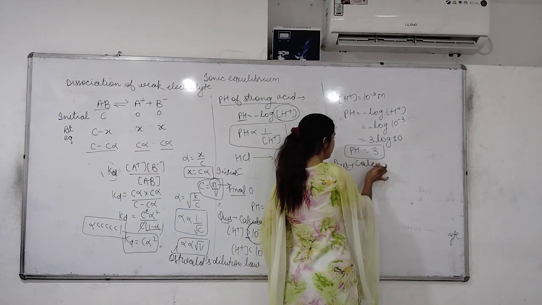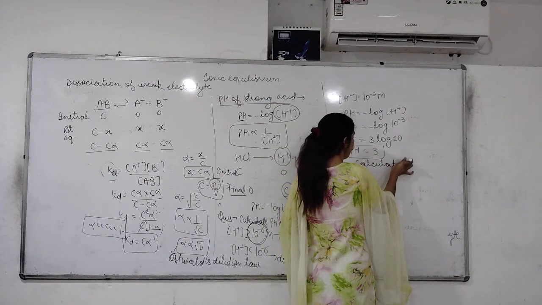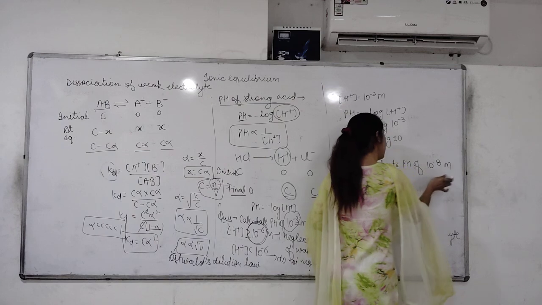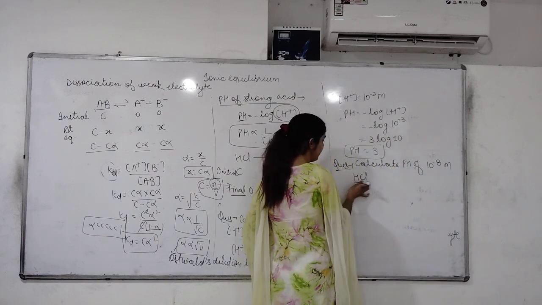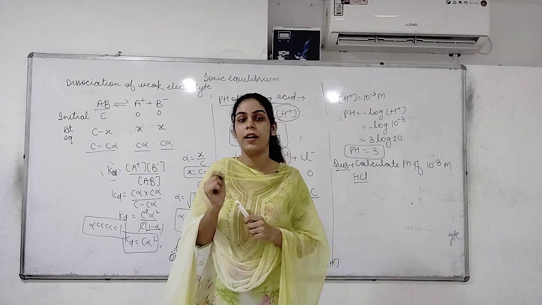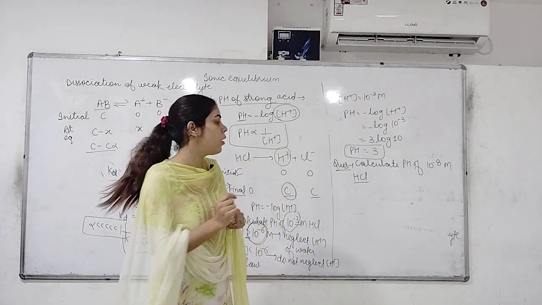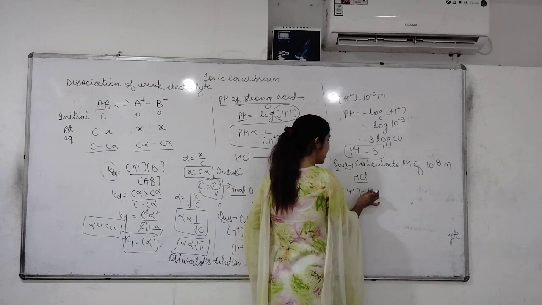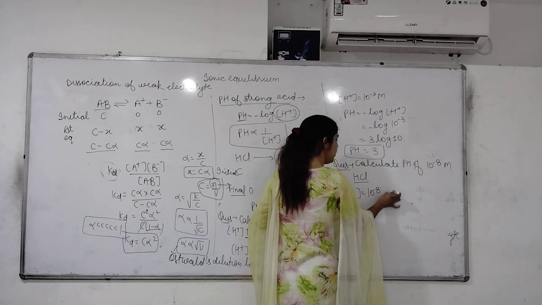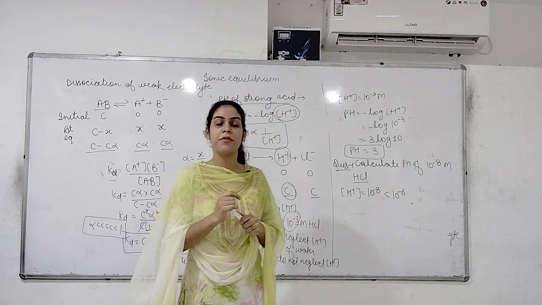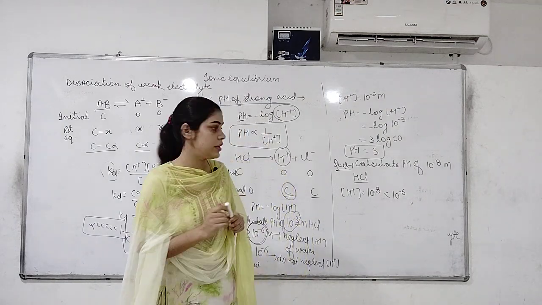Calculate pH of 10 raised to power minus 8 molar HCl. Here, I have to take the H positive ion present in water because the concentration of H positive ion present in HCl is 10 raised to power minus 8, which is less than 10 raised to power minus 6. So I have to consider the H positive ion present in water.